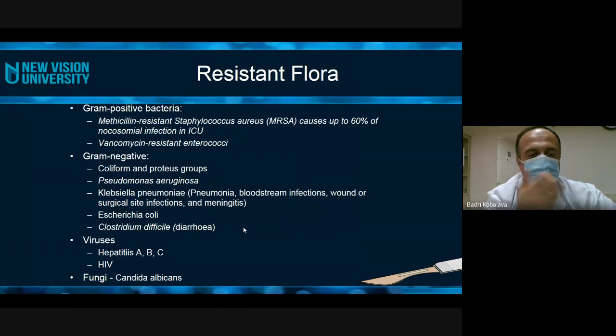So which microorganisms are resistant to the generally accepted treatment and are dangerous? It is methicillin-resistant Staphylococcus aureus. Vancomycin must be used against these microorganisms, but also resistance against vancomycin is possible.